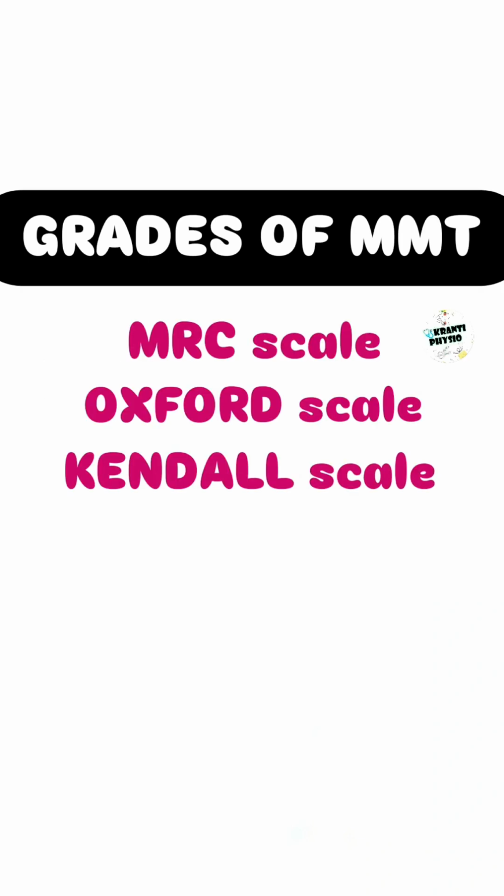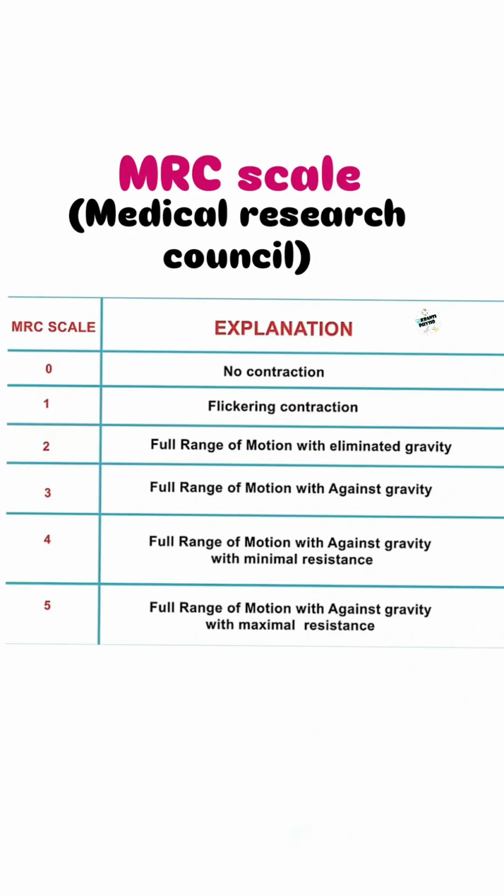There are some grades of MMT, like the MRC scale, Oxford scale, and Kendall scale. In the MRC scale there are 6 grades. In grade 0 there is no contraction, and in grade 1 there is flickering of contraction. In grade 2 there is full range of motion with gravity eliminated. Then grade 3 is full range of motion against gravity. Then grade 4 is full range of motion against gravity with minimal resistance. Then grade 5 is full range of motion against gravity with maximal resistance.